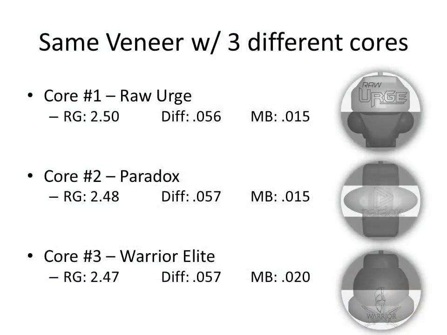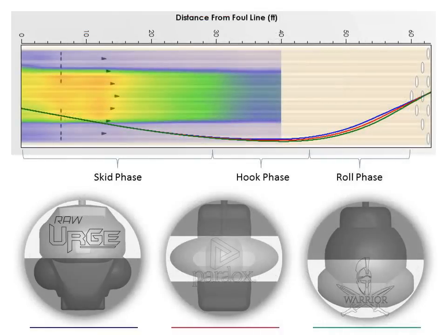So to help prove out this theory, we took 3 different core designs. All have very similar RGs, differentials, and mass biases. We placed them in the exact same cover stock, the exact same finish, and the exact same color of bowling ball. And then we had them thrown down the lane and measured how they performed. As you can see here on the left, we have the Raw Urge. That is the blue line. In the middle is the Paradox core. That is the red line. And then finally, we have the Warrior core. That's the green line. Exact same cover stock, exact same finish, exact same color. The only difference is the core shape inside the bowling ball.